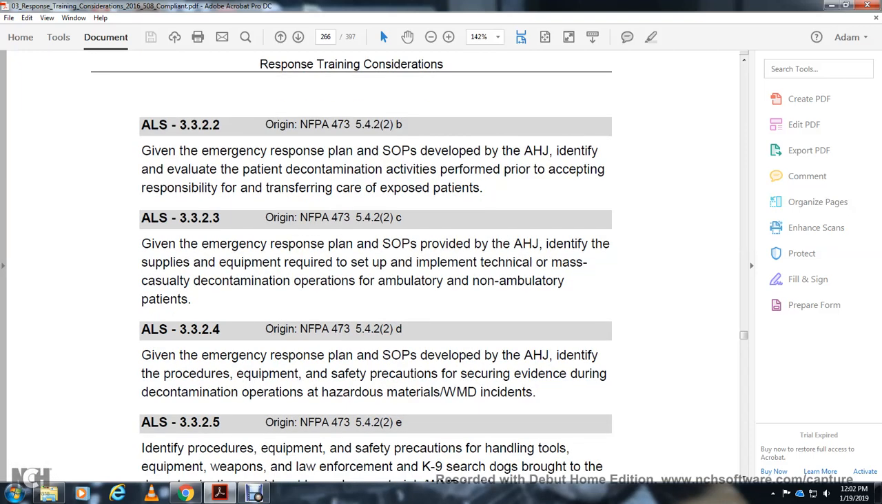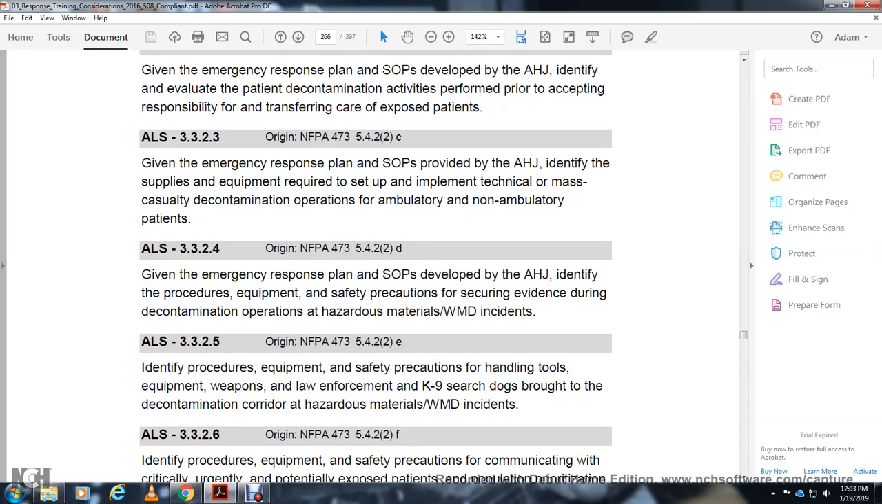Given the emergency response plan and standard operating procedure, the authority having jurisdiction shall address the procedure, equipment, safety precautions, and security of evidence during the decontamination operation for the hazardous materials weapon of mass destruction incident, and the procedure, equipment, and safety precautions for the handling of equipment, weapons, and law enforcement canine search dogs brought to the decontamination corridor.